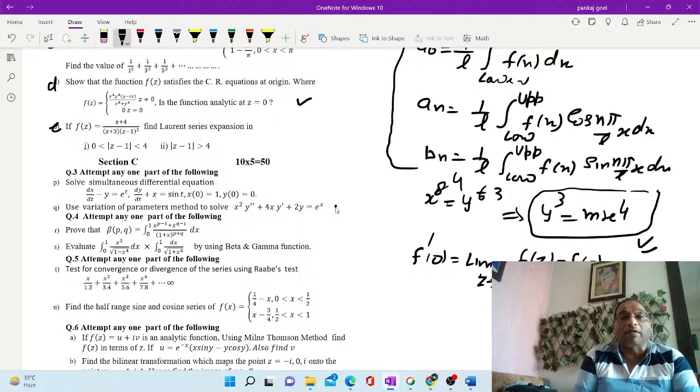Here is beta gamma function. Next one is variation of parameter method. Either this question will be here or there, right? And in the section B, the last question is Taylor series. Either here is Taylor series or there is the question 0 to 2 pi. Any one question is there, right?